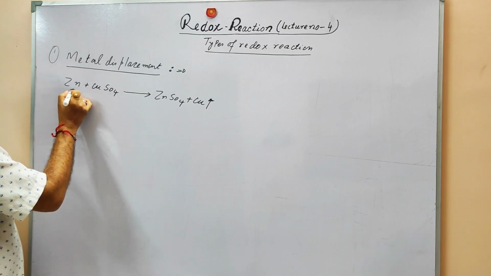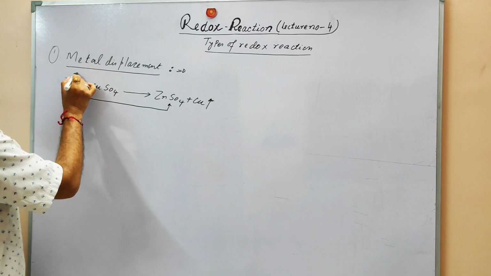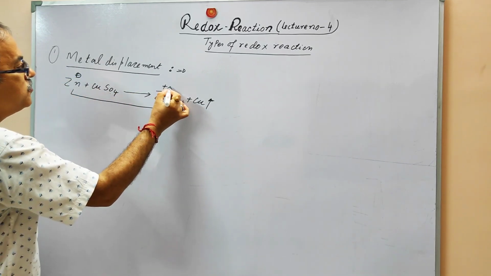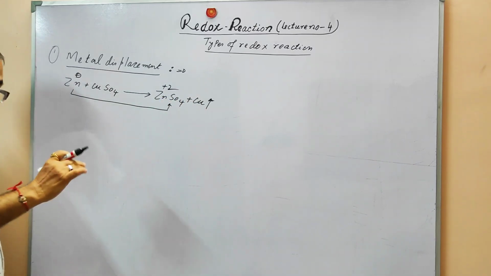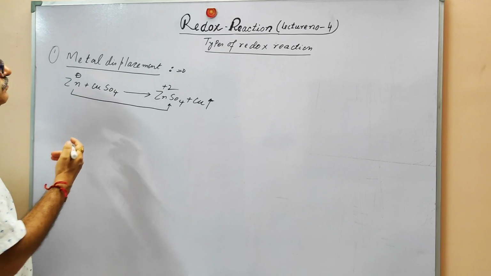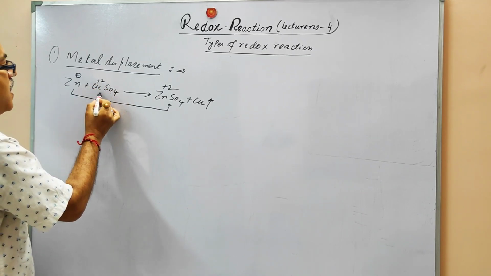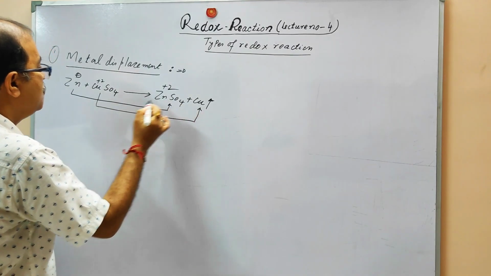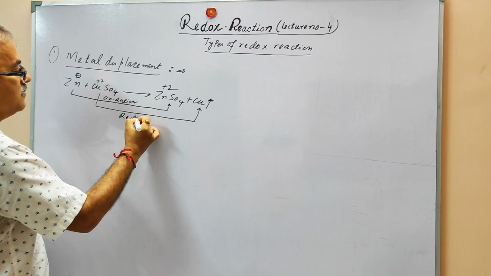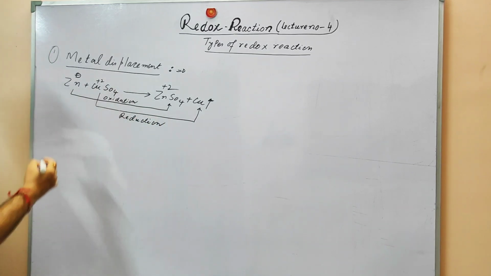So here what has happened? Zinc is oxidized to Zn2+, because zinc has oxidation number 0, and when it goes to Zn2+ it is +2. The increase of the oxidation number means there is oxidation. And here you can see copper has the oxidation number +2 and it has been reduced to copper, and this is a reduction reaction. So this is an example of the metal displacement reaction.